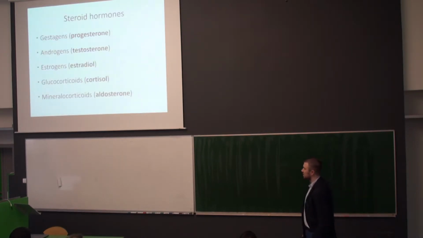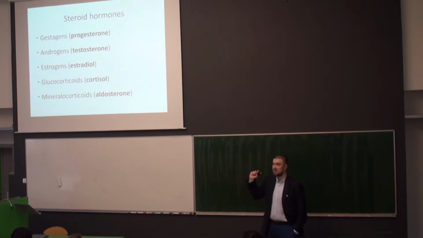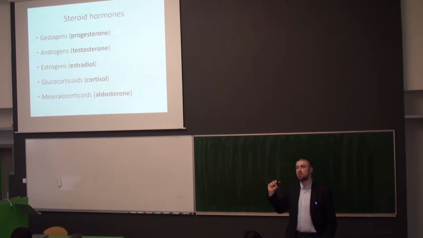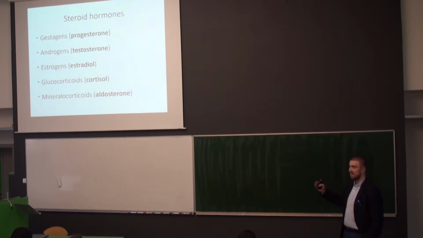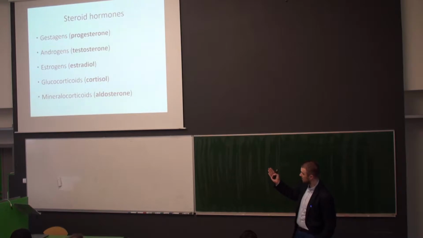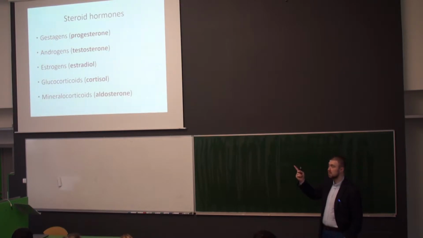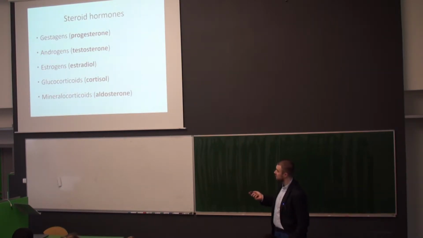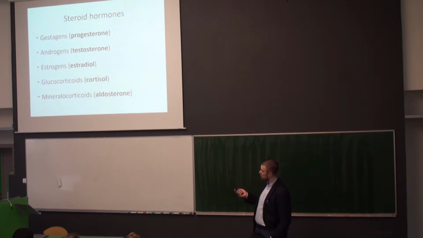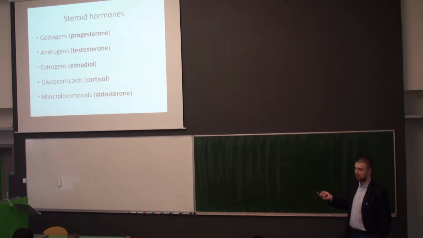So if we start with the steroid signaling molecules, we begin with the fact that you know from the previous course. When we spoke about the synthesis of cholesterol, we mentioned that cholesterol is a precursor for some signaling molecules that we call steroid hormones. And we also defined that we have 5 groups of steroid hormones that are listed here. That means gestagens, representative is progesterone, androgens, for example testosterone, estrogens, that means estradiol, glucocorticoids are represented by cortisol, and mineralocorticoids are represented by aldosterone.